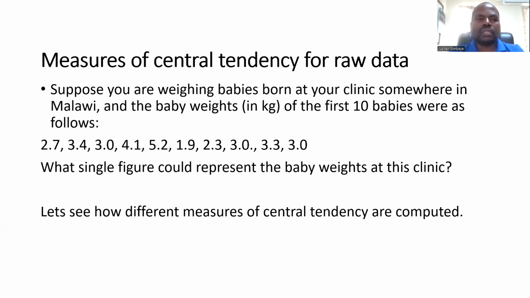So here we are going to look for measures of tendency for raw data. Suppose you are weighing babies born at your clinic somewhere in Malawi, and the baby weights in kilograms of the first 10 babies were as follows. The first baby weighed 2.7 kilograms, the second one 3.4, up to the last one, the 10th one, who weighed 3.0 kg.